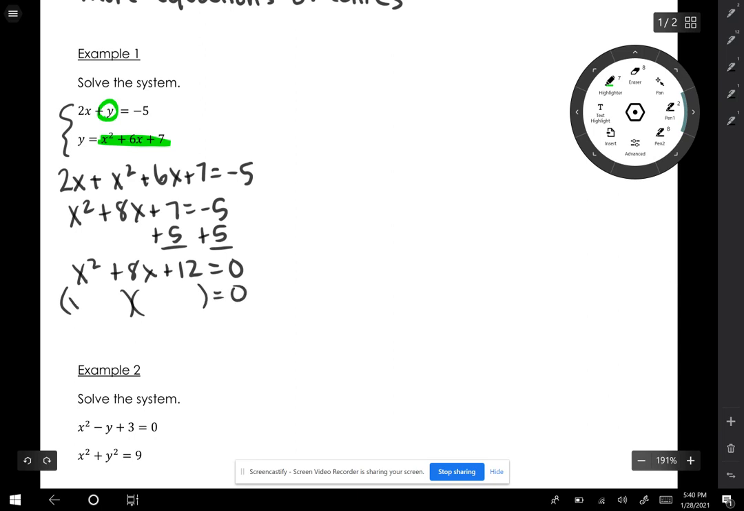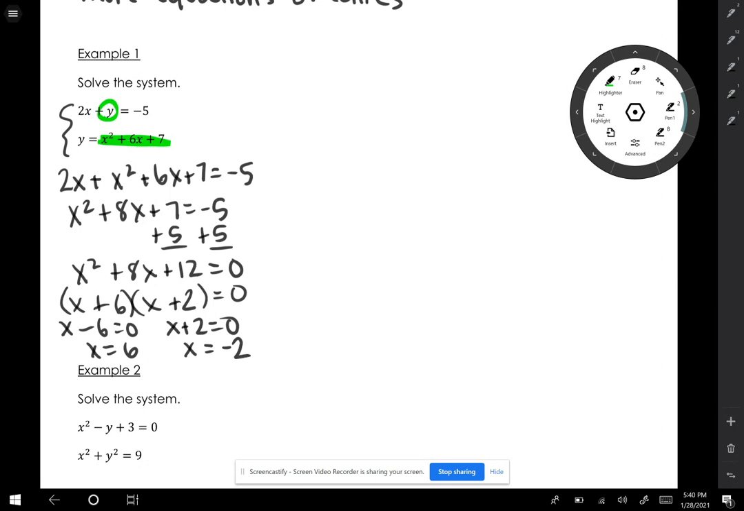So I'm going to split it up, x and x, 6 and 2, both are going to be pluses. And then I'll use the zero product property to solve. X plus 6 equals 0, x plus 2 equals 0. So x is equal to -6 and x is equal to -2. So we have two possibilities for x. Now remember, in systems, our answers are an ordered pair, which means we also need y values. So we're going to take each of these x values, plug them into one of the original equations one at a time to find the y value that corresponds.